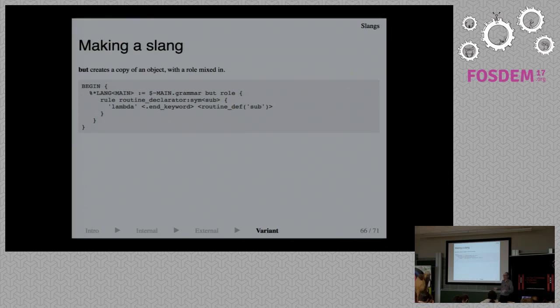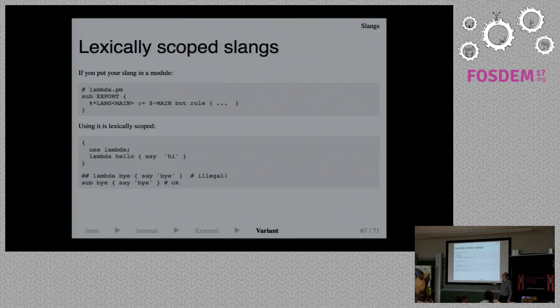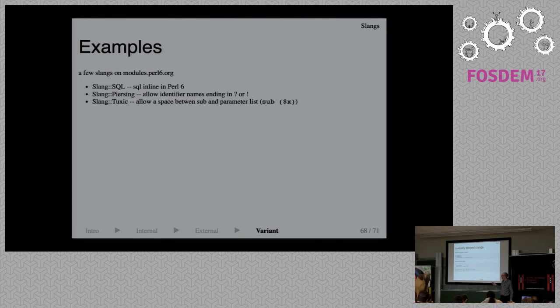I'm going to finish real quick. I'm almost out of time, and then I'll see if I can take a question. And then after that, you can say lambda foo, instead of saying sub foo, and it'll declare a sub for you. And by the way, these changes to the grammar are lexically scoped. So inside a scope, you can use the grammar you just made up.